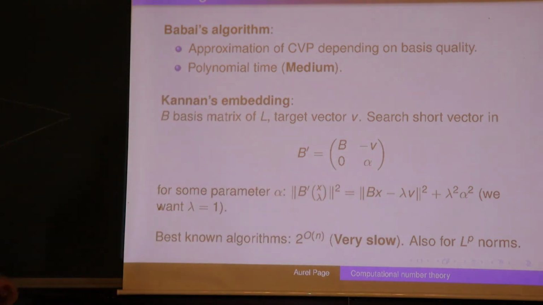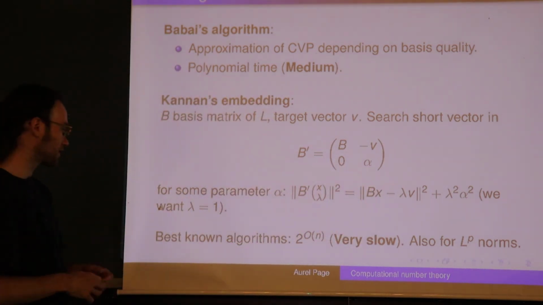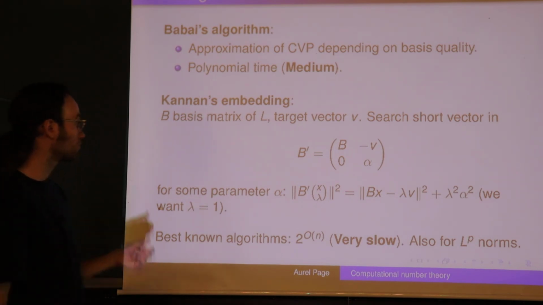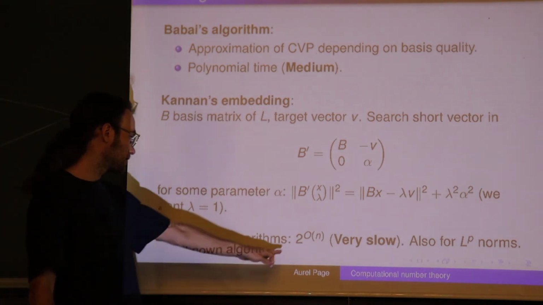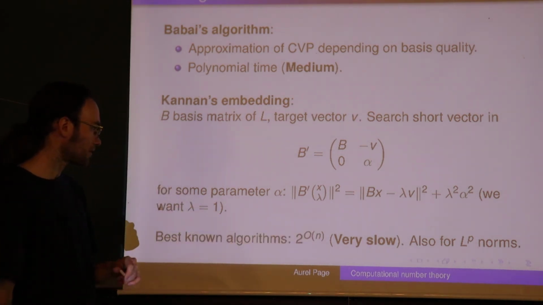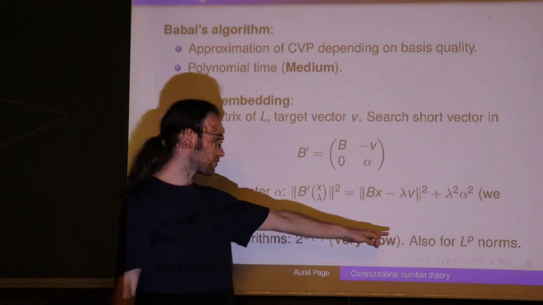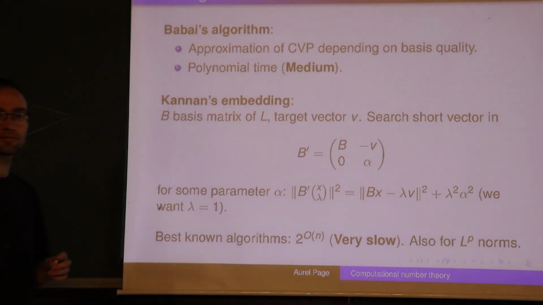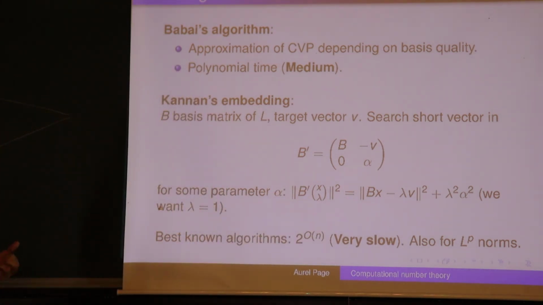Okay? So using these kind of techniques, you can show that you can solve exact CVP in time exponential in n. And variants of that also work for LP norms, not just for the Euclidean norm.